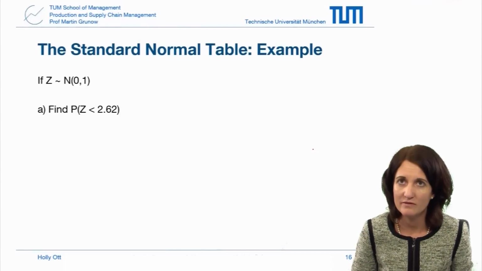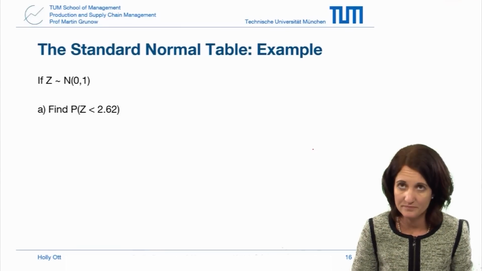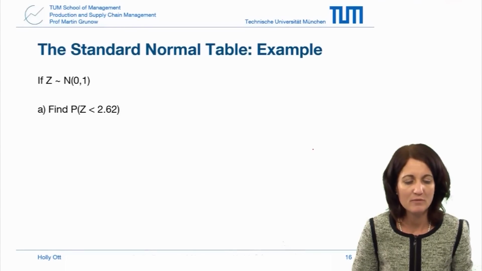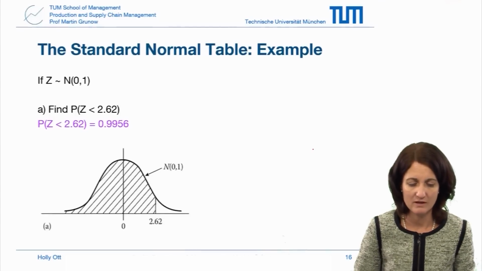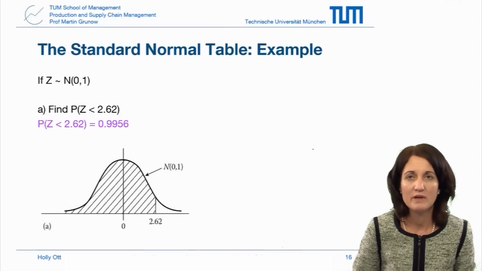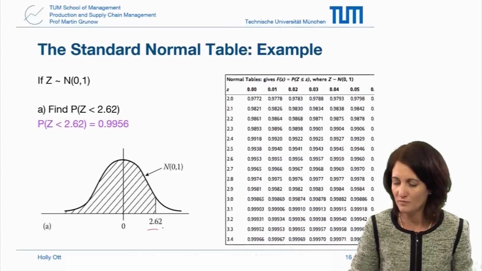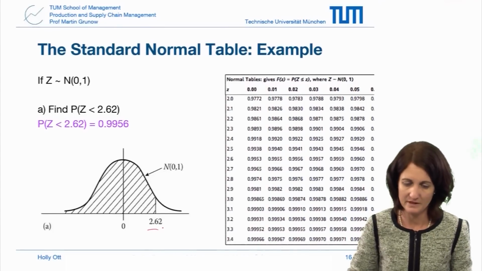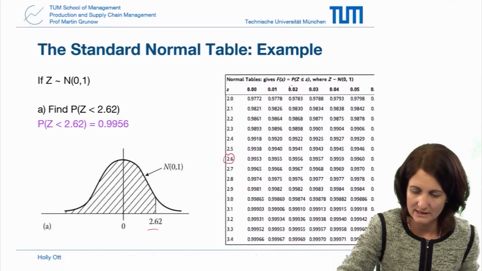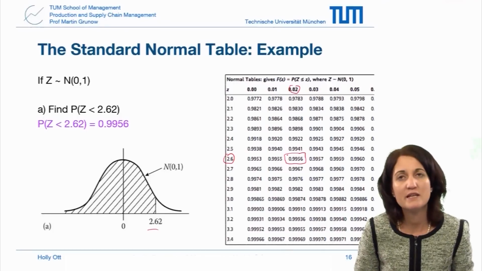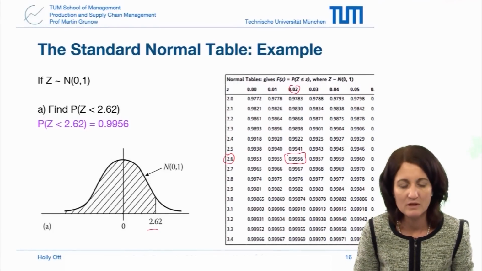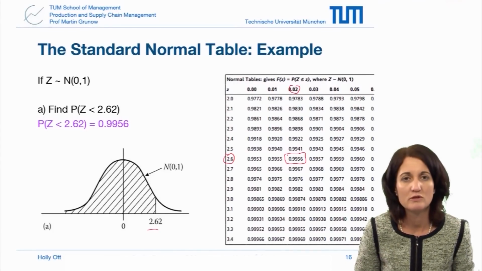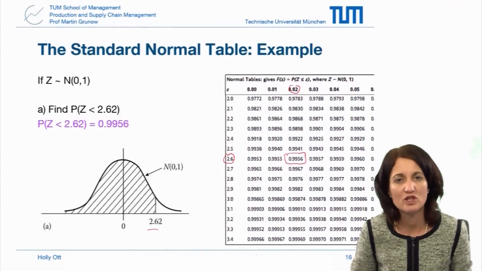So if we have the standard normal variable Z, find the probability that Z is less than 2.62. So we draw a picture of this. We have here our normal distribution. We have Z 2.62, and we look up in the table 2.62. There's the proportion, 99.56% of our population will be below 2.62. Look at our picture, looks reasonable.